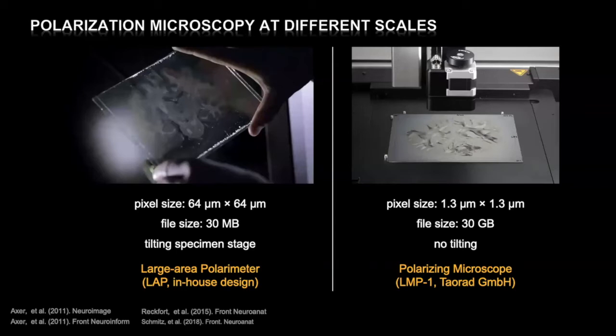The second device, which generates these fantastic high-resolution data sets you've seen on the cover slide, you see in my background, generates images of 1.3 micron pixel sizes. And these files are really huge. I will come back to this issue a little bit later. And this kind of microscope we call LMP1. It has been built by a very tiny company nearby Jülich.